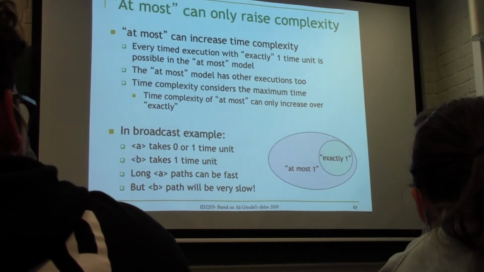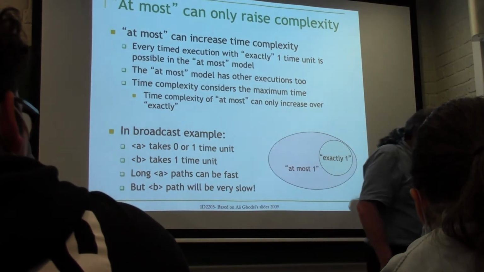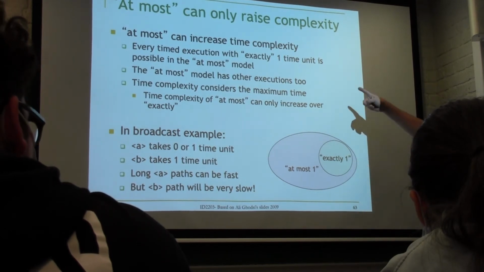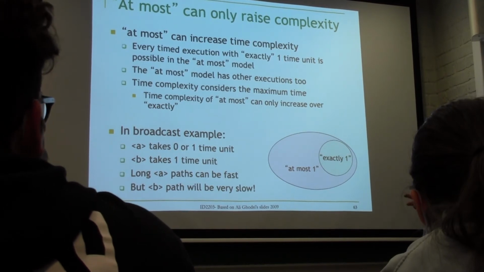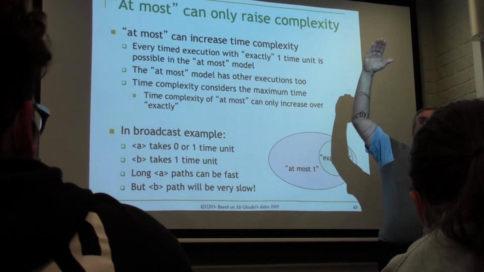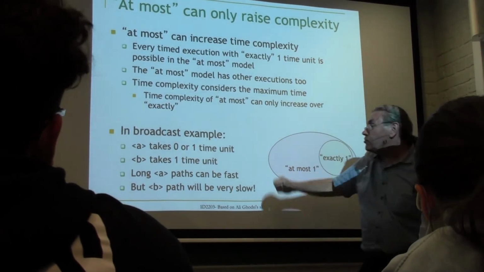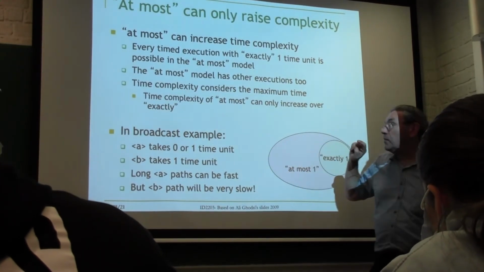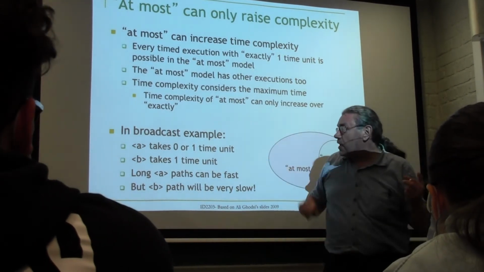So all you have to do is find 1 very bad execution. Of course, there are going to be many of them that will be better in the 0-1 case, huh? But maybe some will be worse. You only have to find 1 very bad one, and then the complexity goes up. It's the worst case. So here's an intuition for you. In the broadcast example, the A takes 0 or 1 time unit, the B takes 1.